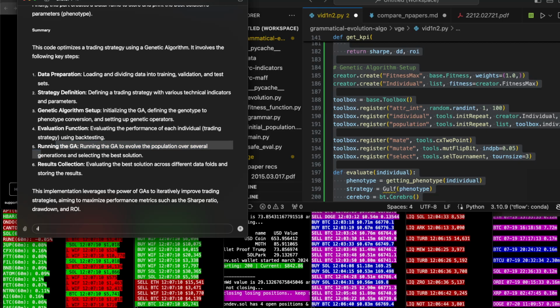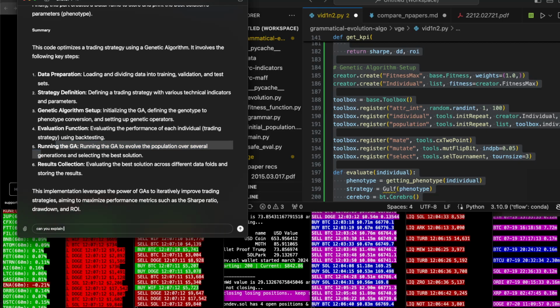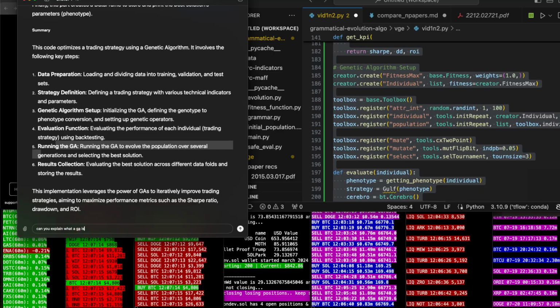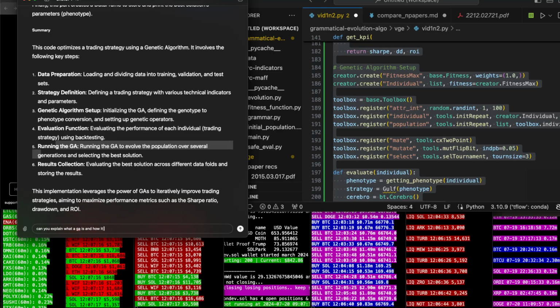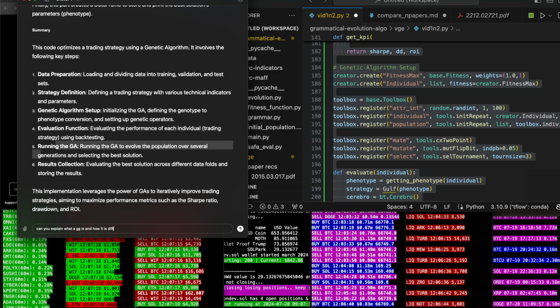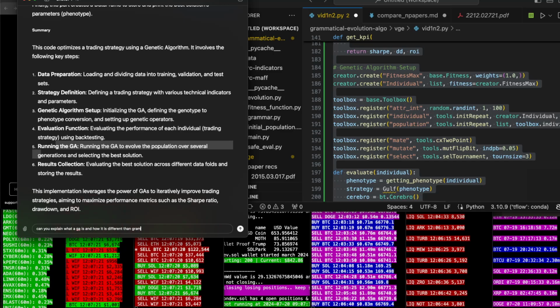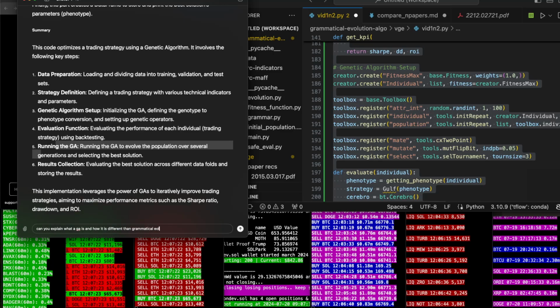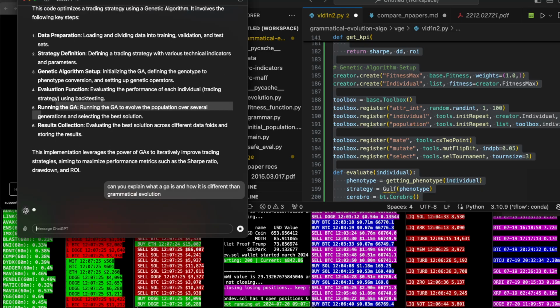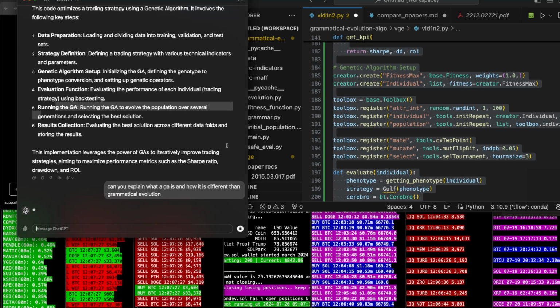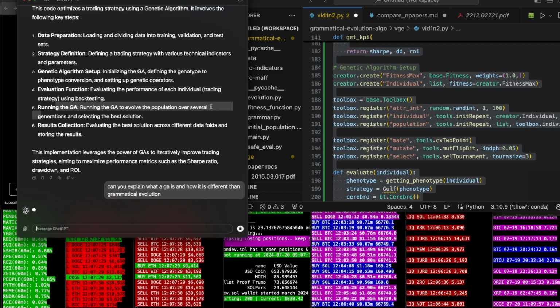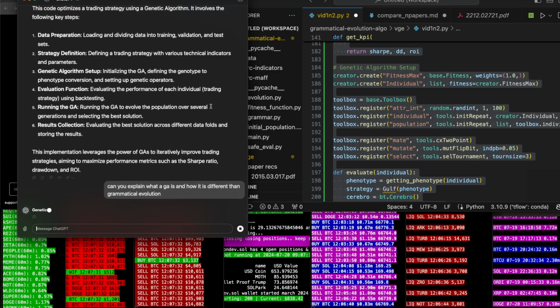Can you explain what a GA is and how it is different than grammatical evolution? Because it's different. Definitely different. I'll tell you that much, but I'm still learning as well. So I'm just showing you as I go.